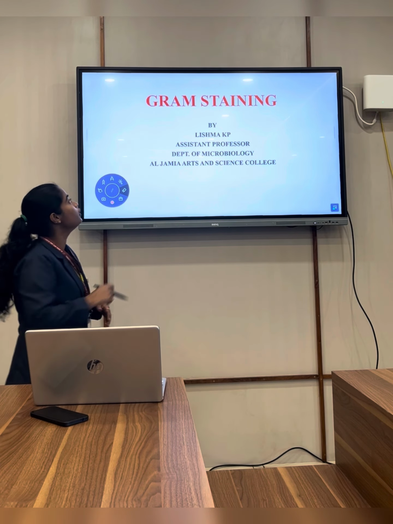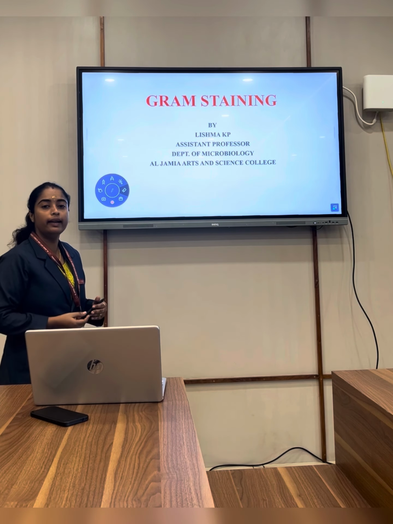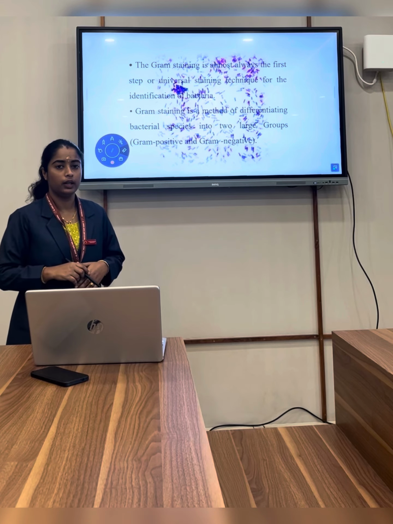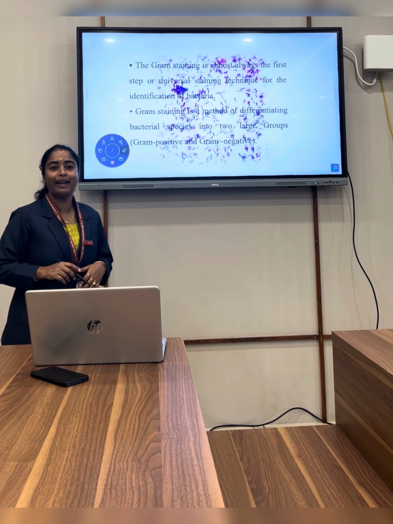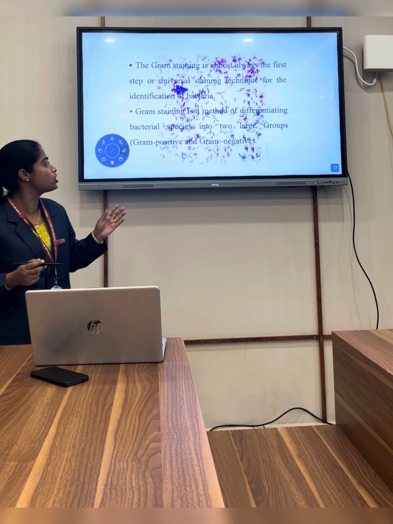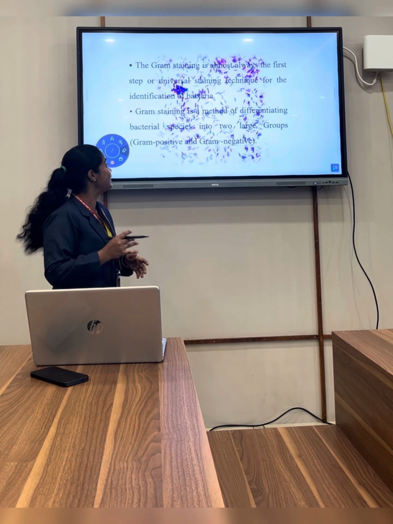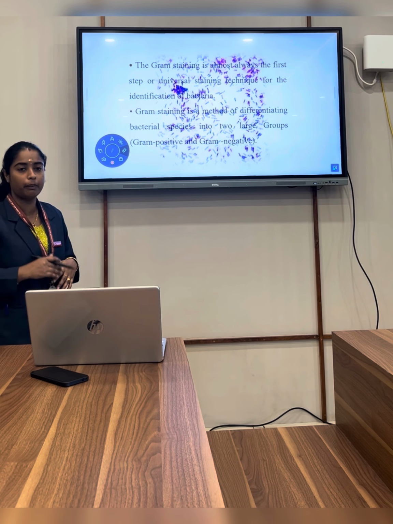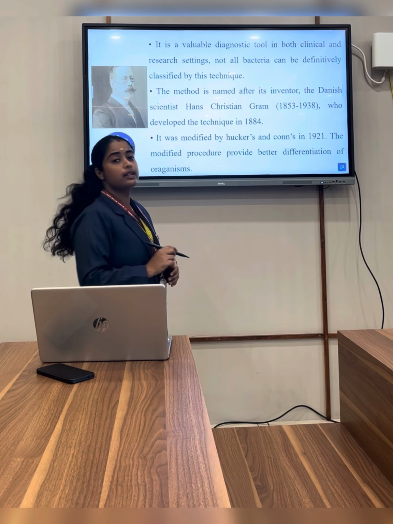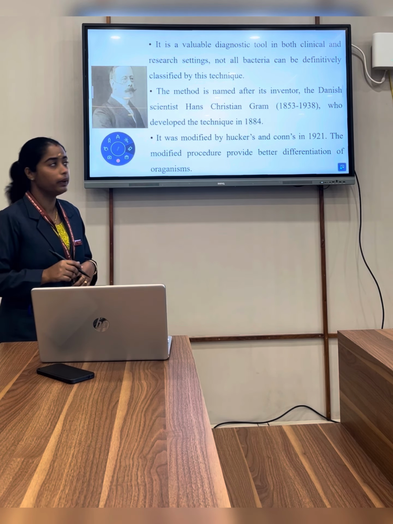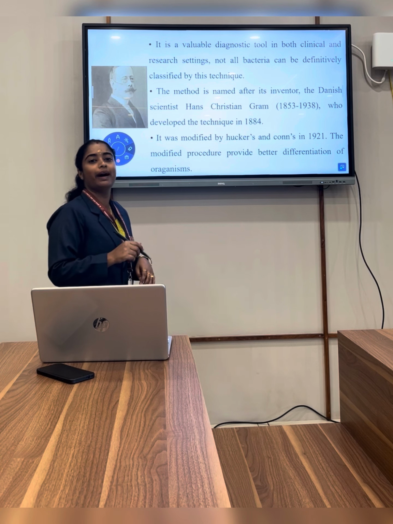Today, we are going to discuss a simple and widely used staining procedure, that is Gram staining. It is one of the most common and universal staining procedures for the identification of bacteria. This staining procedure differentiates bacteria into two large groups, such as gram-positive bacteria and gram-negative bacteria. It is a valuable diagnostic tool in both clinical and research settings. Not all bacteria can be definitively classified by this technique.